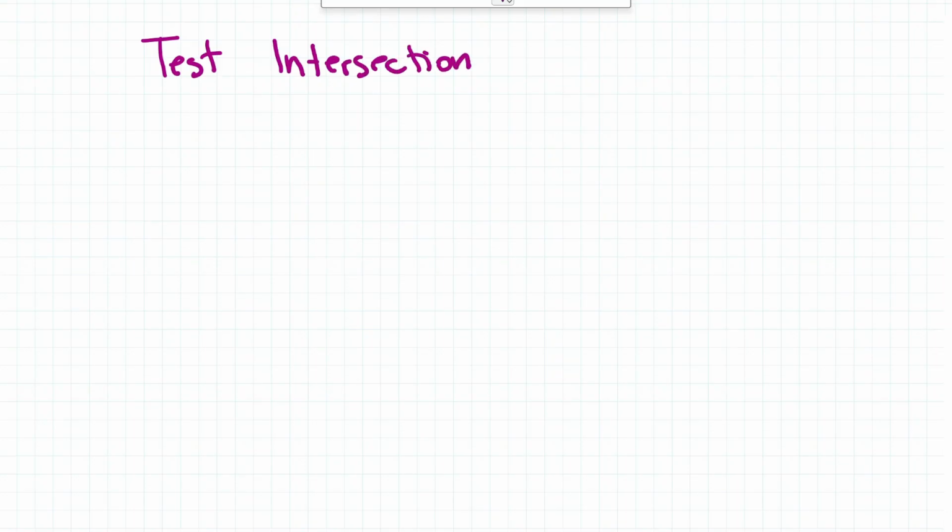Okay, so to do this, I always recommend to put it in parametric form. So right now our vectors are in vector form, but we want it in parametric form because that's much easier. Okay, so let's do that.